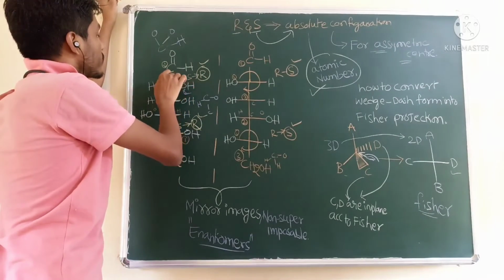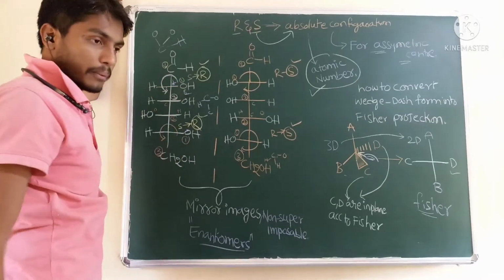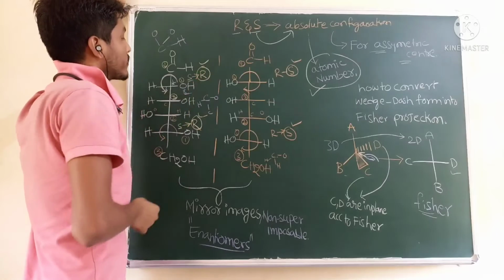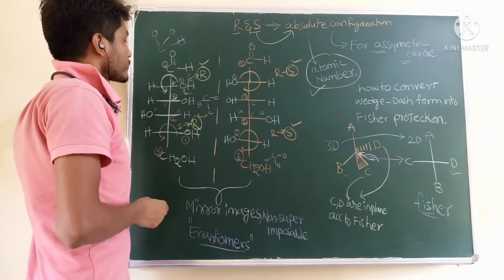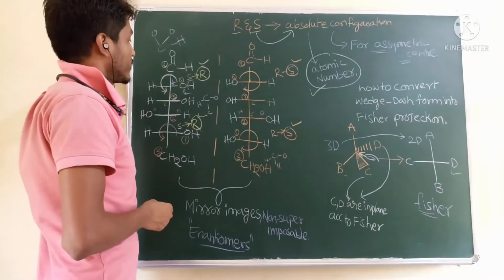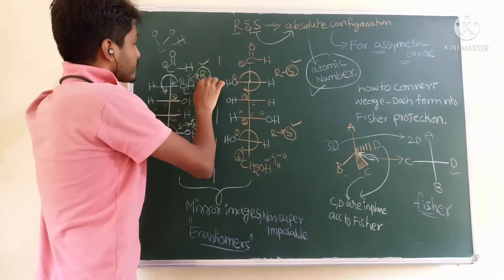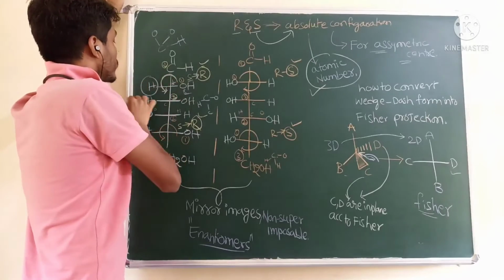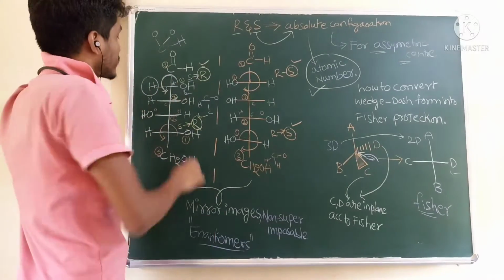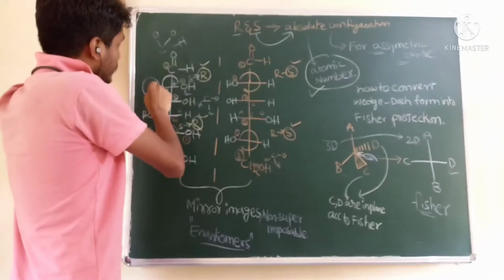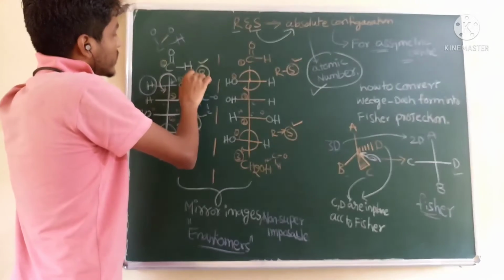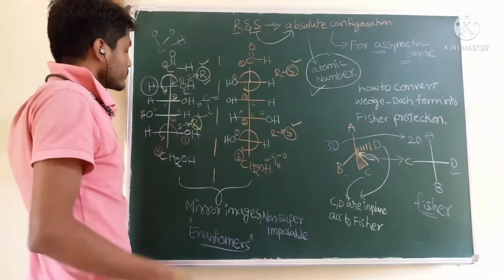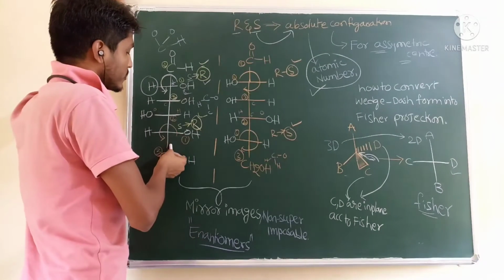Then we rotate in the direction of plane polarized light like this, anti-clockwise. So we assign this as S configuration. Anti-clockwise direction, S configuration. Then one rule is there: if the lowest priority group is present horizontally, then we need to change the original configuration S into R form.